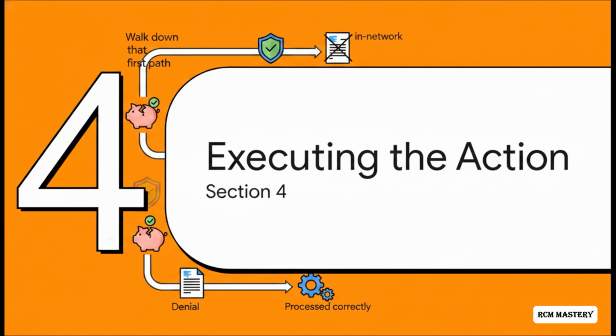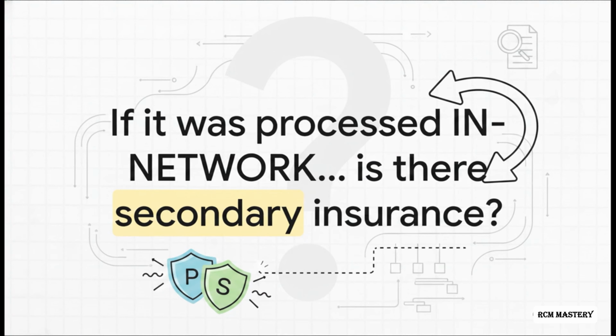Okay, let's walk down that first path. The claim was processed correctly as in-network. What's next? So, you've confirmed it's a valid in-network denial. The very first thing you do is check for secondary insurance. Is there another payer in line who can pick up this tab? Your system should tell you, but it never hurts to double check.